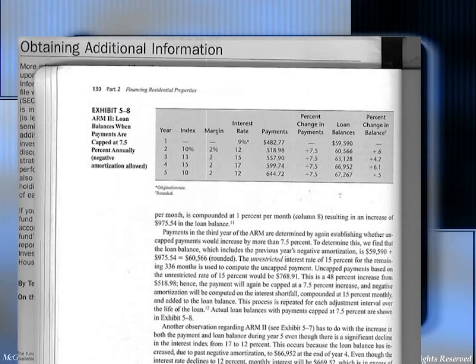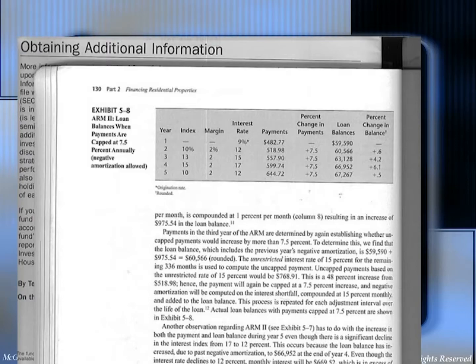And this is kind of just a continuation, or a summation, of the ARM 2 here, where it shows you the payments. It shows you how the loan balances increase. So the payments just go up 7.5%, but you see the loan balance is going up. And it maxes at about 6.1% increase, but so total though about 11%, and then it starts going down.